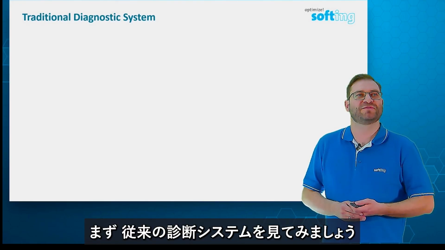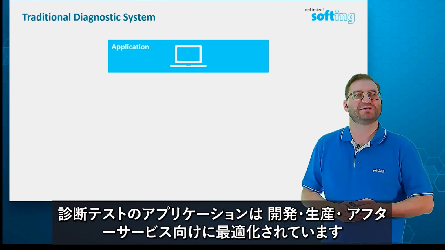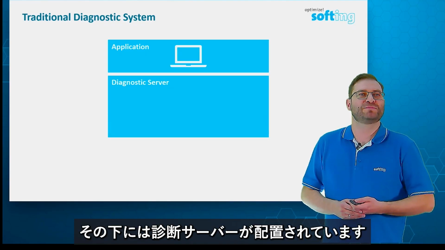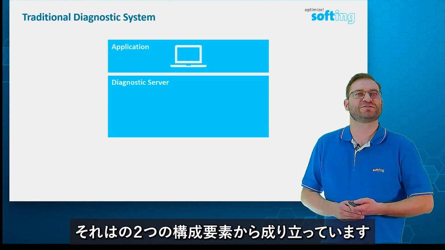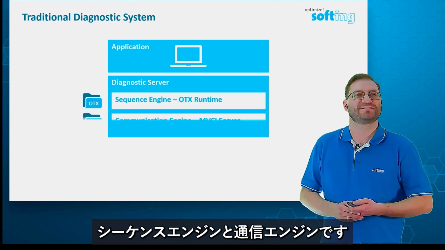First, let's have a look at the traditional diagnostic system. At the top, we see the application, the diagnostic tester, optimized for development, production, or after-sales. Below, the diagnostic server is located. It consists of two components, the sequence engine and the communication engine.